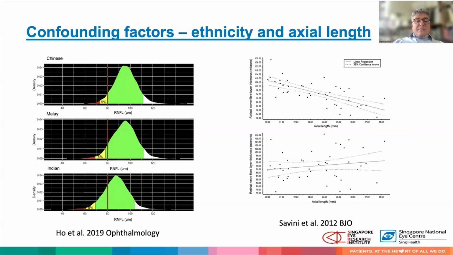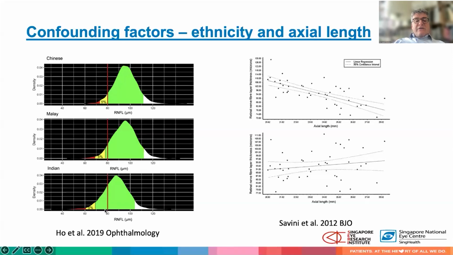Another problem, and this is a much bigger problem, is that there are a lot of differences between different ethnicities. And you can see here, this is from work that we have done in Singapore. This is from an epidemiological study, including Chinese, Malay, and Indians. And you can see here that, interestingly, Indians have much, much thinner retinal nerve fiber layers than Chinese or Malay. We do not know the reason for this, but it is a matter of fact.